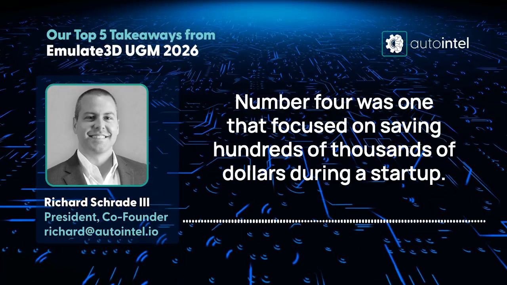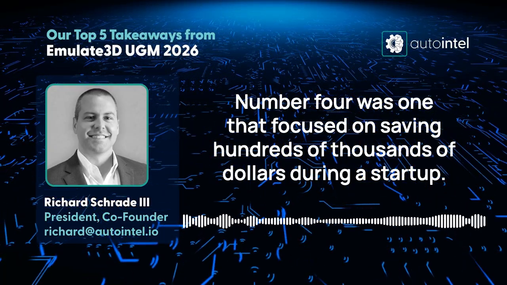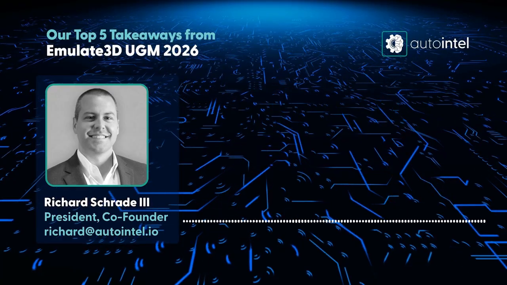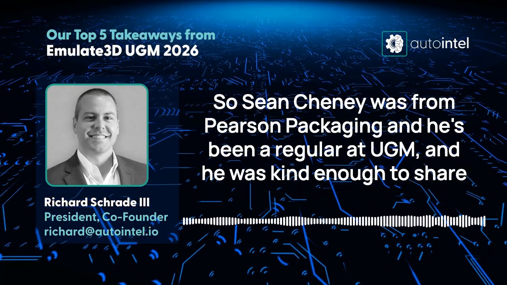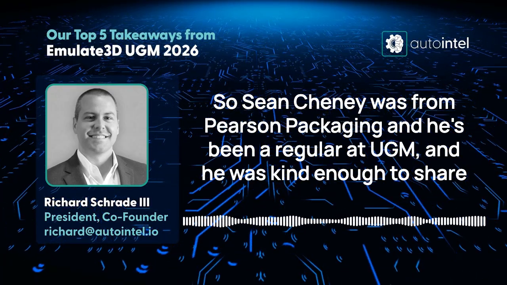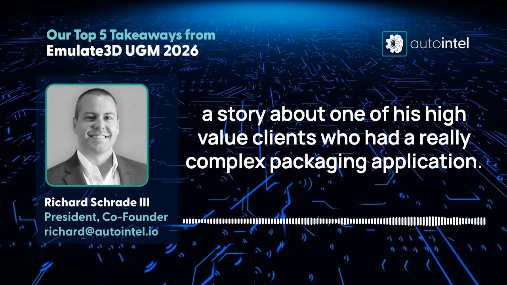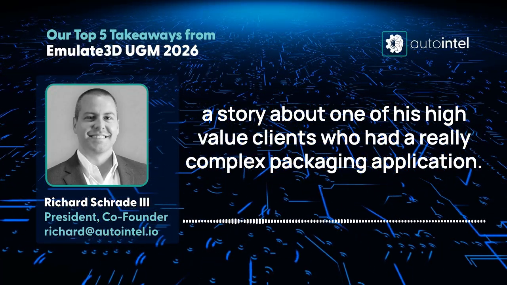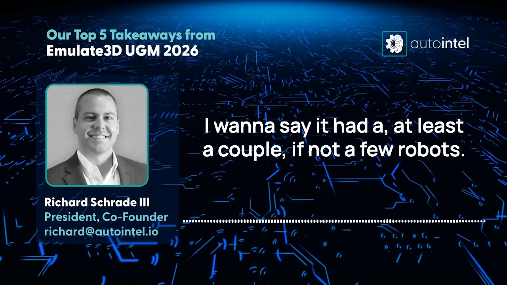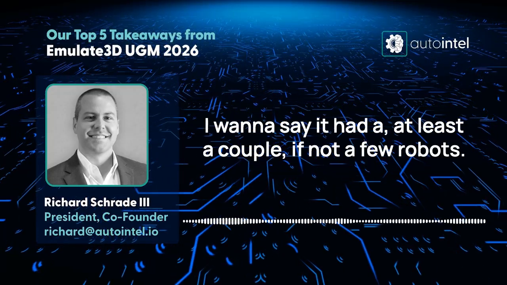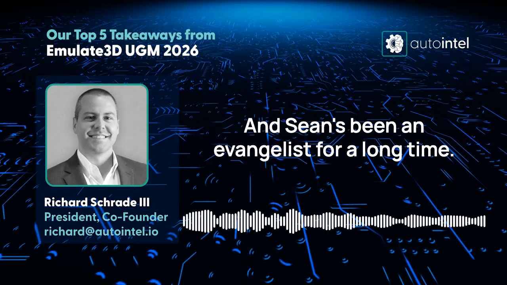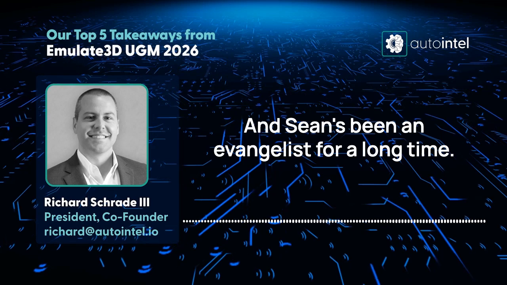Number 4 was one that focused on saving hundreds of thousands of dollars during startup. So Sean Chaney was from Pearson Packaging, and he's been a regular at UGM. And he was kind enough to share a story about one of his high-value clients who had a really complex packaging application. I want to say it had at least a couple, if not a few, robots. And Sean's been an evangelist for a long time.